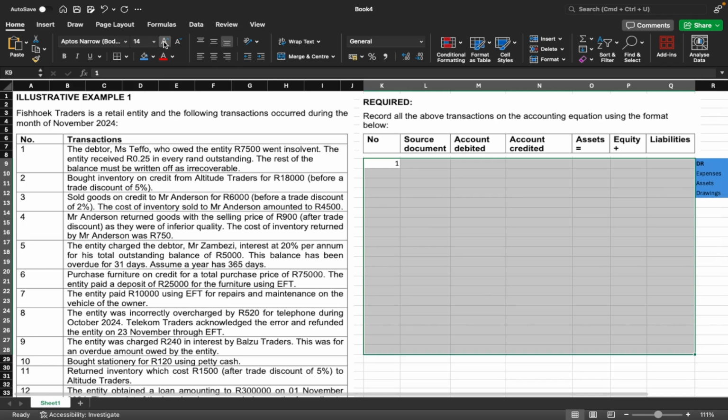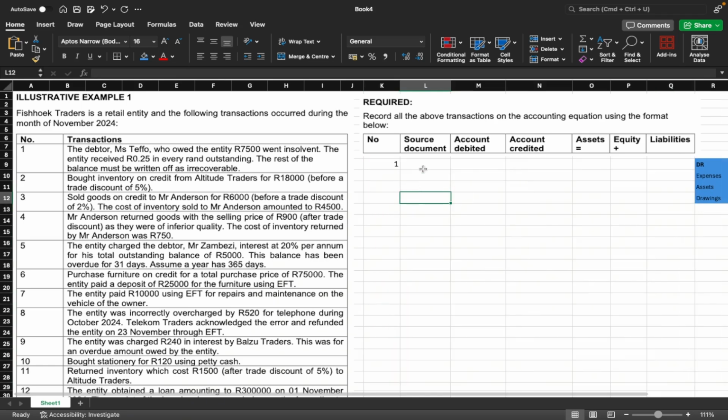So let me just enlarge it here so that you'll see as we go along. Otherwise, you might have to put it on full screen if it's hard for you to see clearly. So let's go through them.